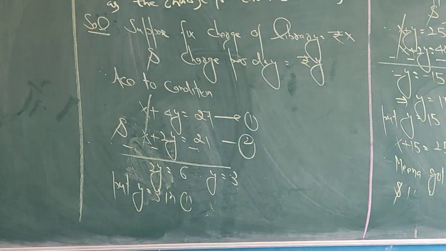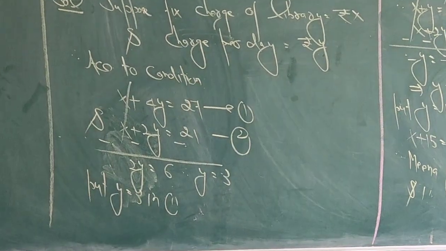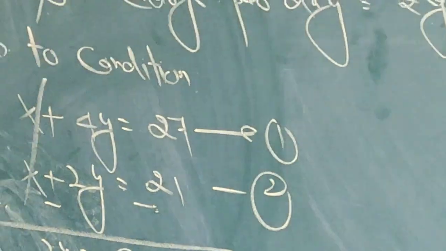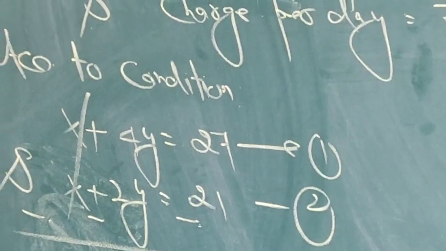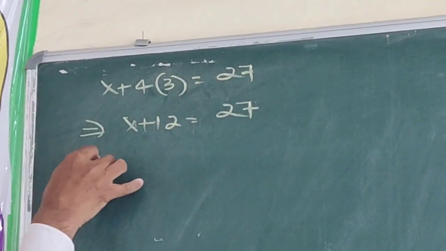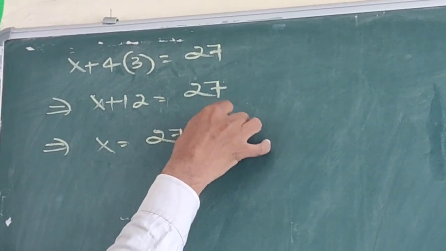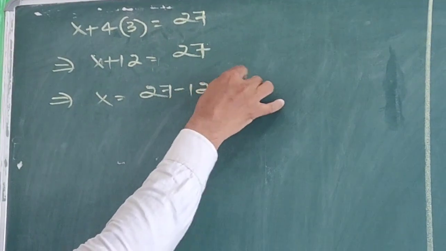Therefore x plus 4y is equal to 27, and the value of y is 3. This implies x plus 12 is equal to 27. Therefore x is equal to 27 minus 12, and 27 minus 12 is 15.